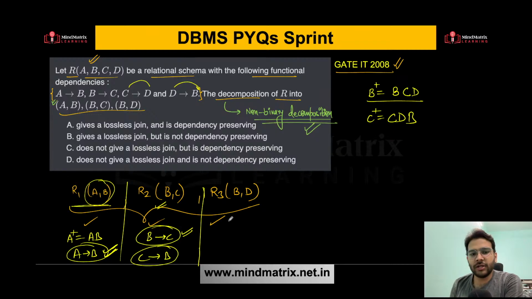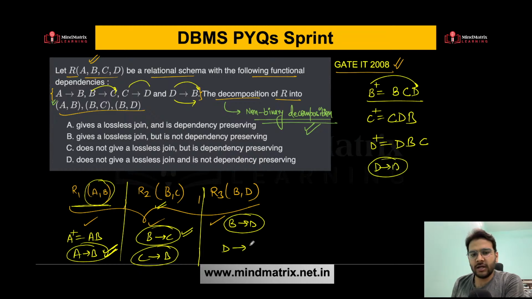What about R3 relation? B determines D is there. Why? Because B can determine D. What about D? So let's find the D closure. You are getting D here. D can determine B, right? And B can determine C. So basically D can determine B, right? We can clearly say because D determining B also.